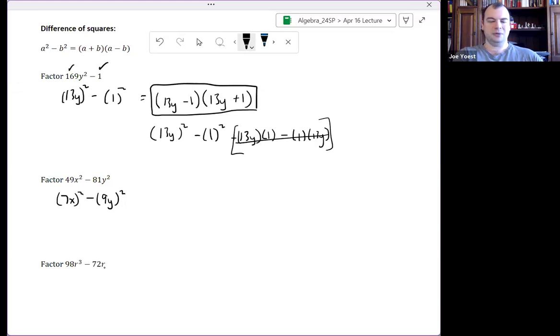But I recognize 81 is 9 squared and 49 is 7 squared. And I do see that I have exactly two terms. Each of the two terms is a perfect square, and they're opposite signs, right? They're connected by a subtraction. And I see that this is going to be 7x minus 9y times 7x plus 9y.